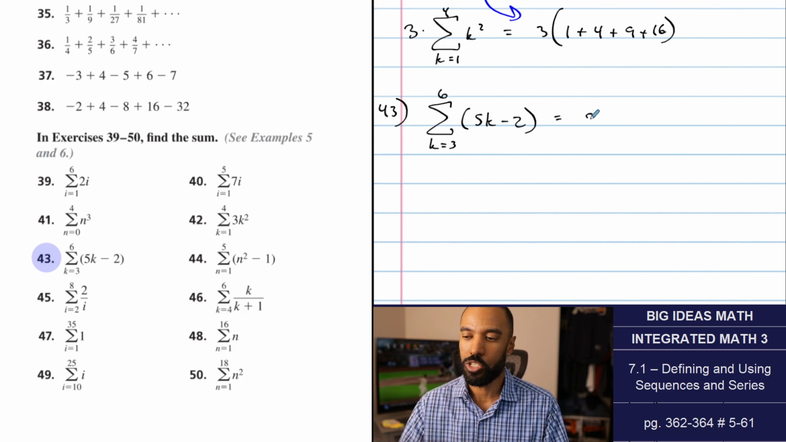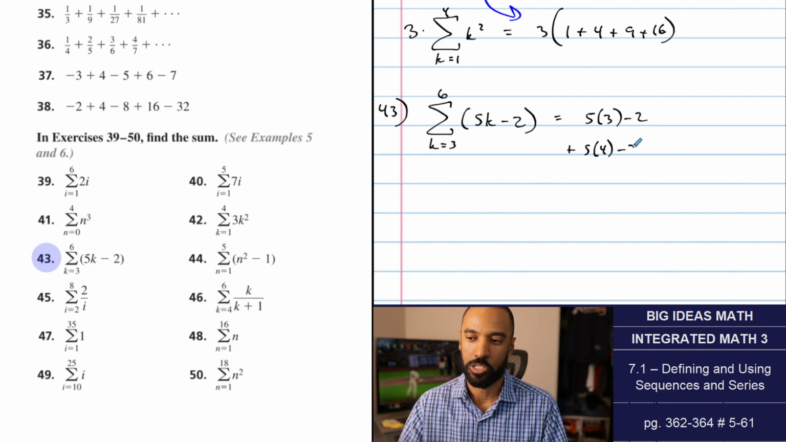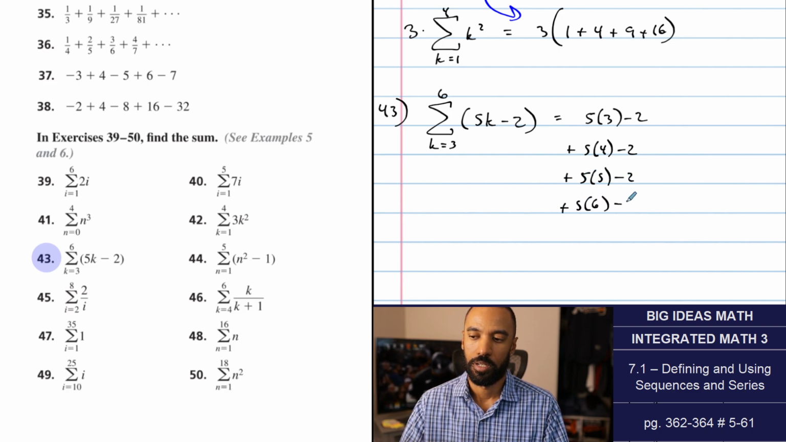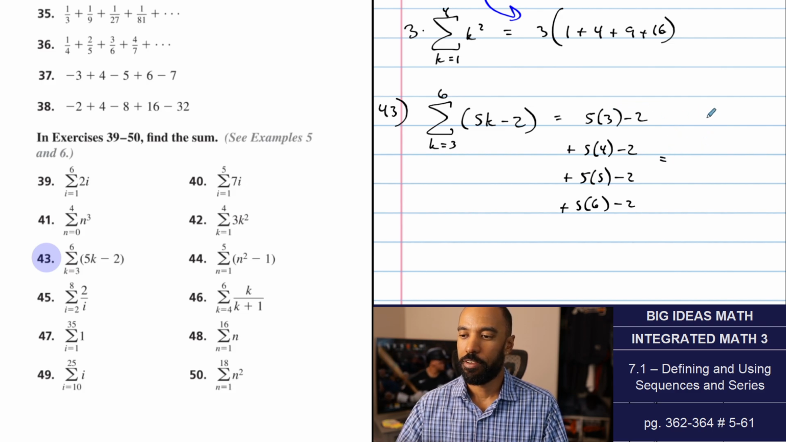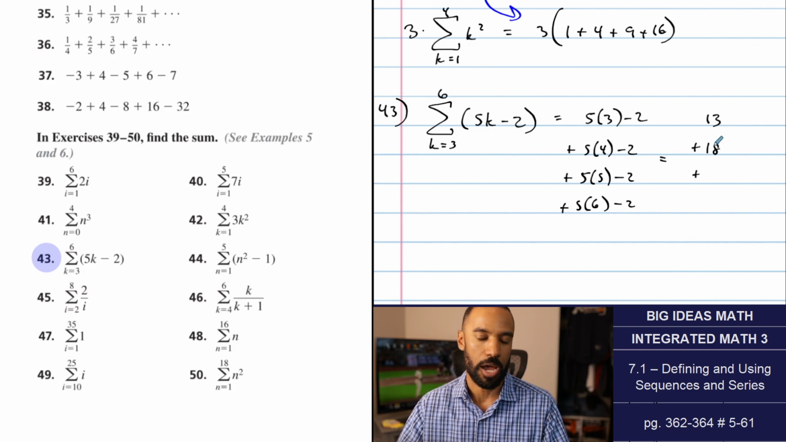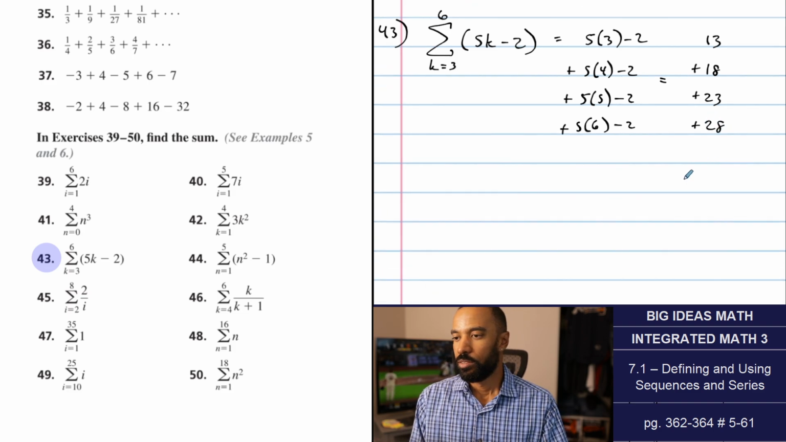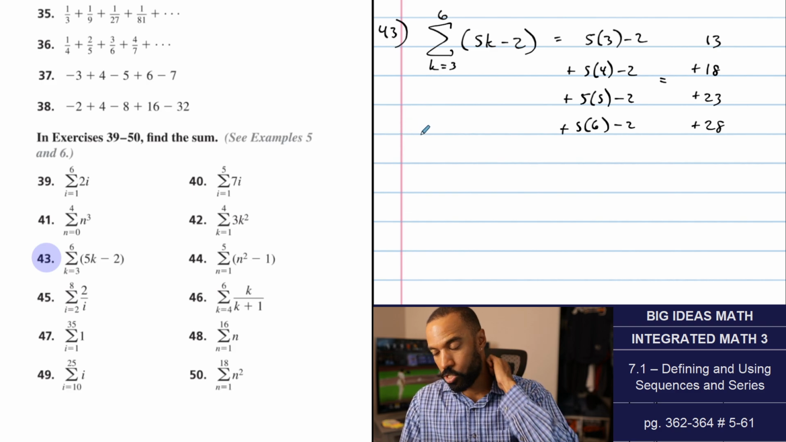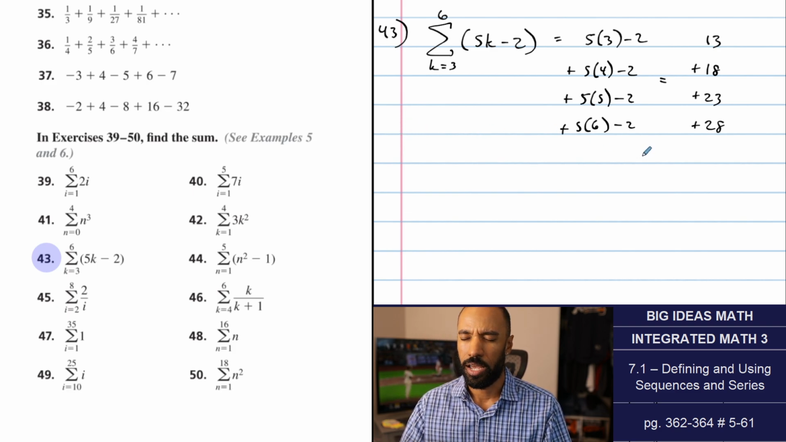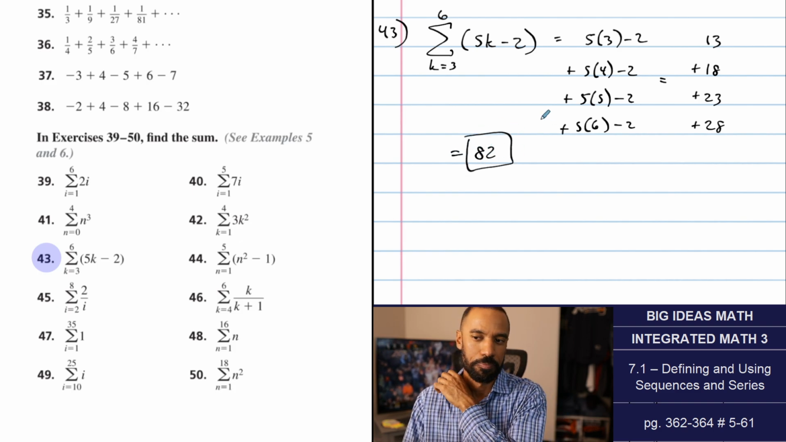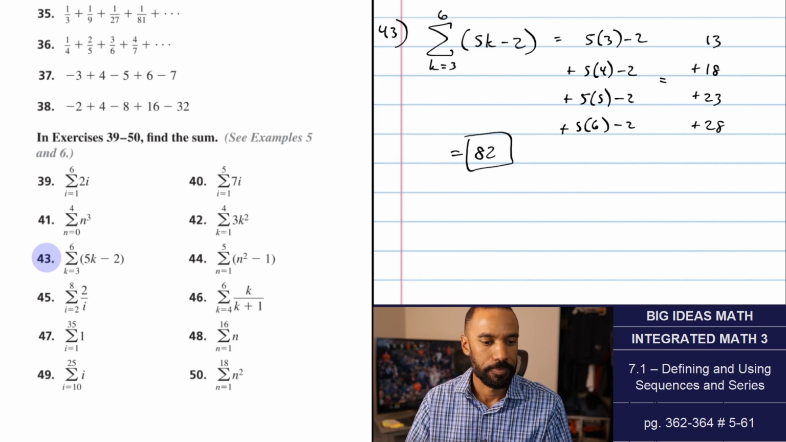All right, let's write these ones out. This is 5 times 3 minus 2 plus 5 times 4 minus 2 plus 5 times 5 minus 2 plus 5 times 6 minus 2, which is 15 minus 2 or 13 plus 18 plus, you can see it's a common difference of 5 if you want to do that, 23 plus 28. And that gives you 82? No, 82? I'm going to say 82. Good luck, me. All right, 82. And again, there were 4 terms.